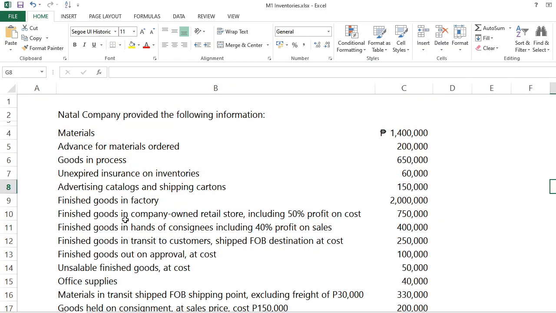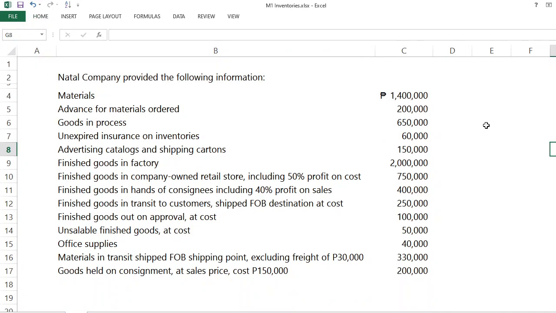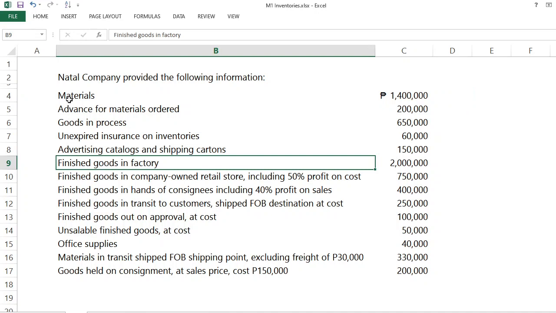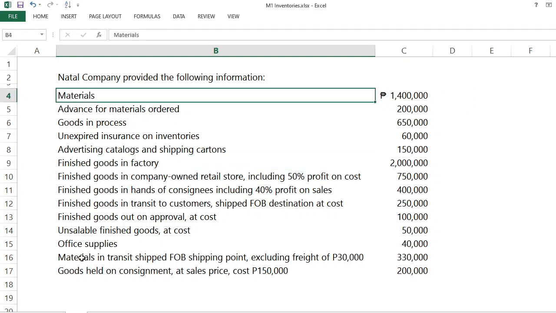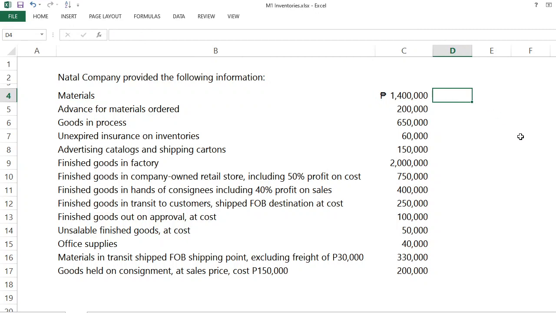Next, 10-2, we have Natal Company. Natal Company provided the following information. Again, we are going to compute for the correct amount of inventory. So, ganun pa rin. Materials. Ito si Natal Company, this is more of a manufacturing concern, kasi may finished goods siya, may materials siya. Ayan, ma-foresee na manufacturing siya. So, first, materials, raw materials included.